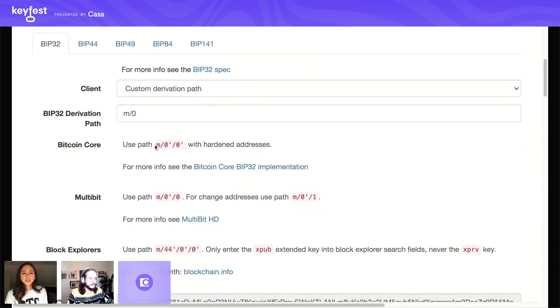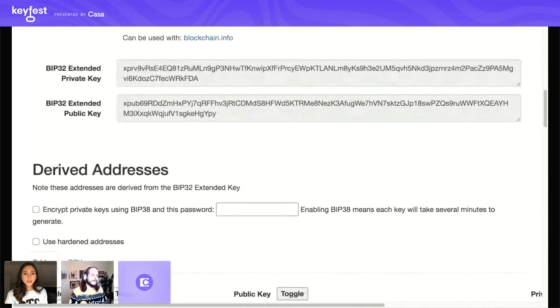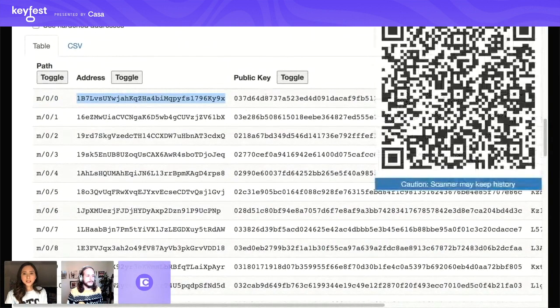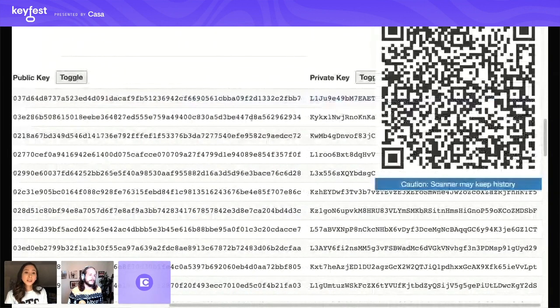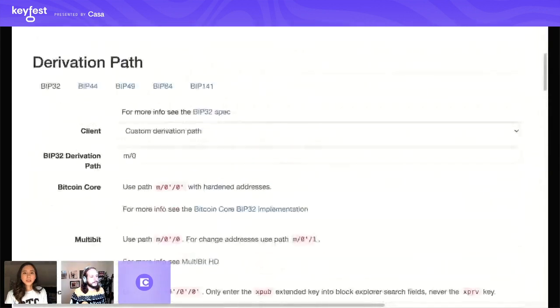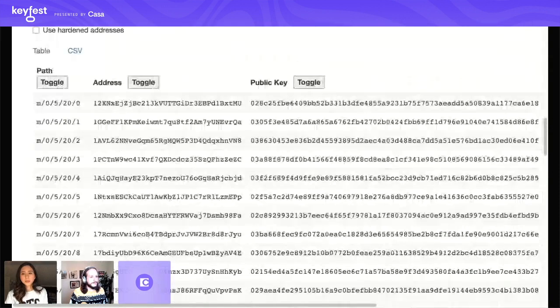And a derivation path looks like this, and it really corresponds to a leaf in the tree. And so if I scroll down, I'm just going to look at M0 for now. And if I scroll down, I actually can see every single address, every single public key, and every single private key that would be generated for each leaf in the tree. And if you can, go as far as you want here, go 5 and 20, and it'll take you to a different branch in the tree.